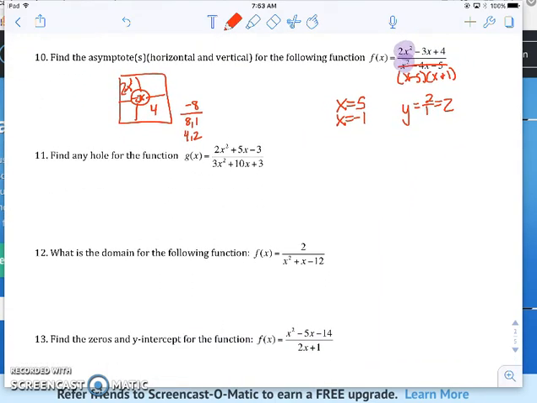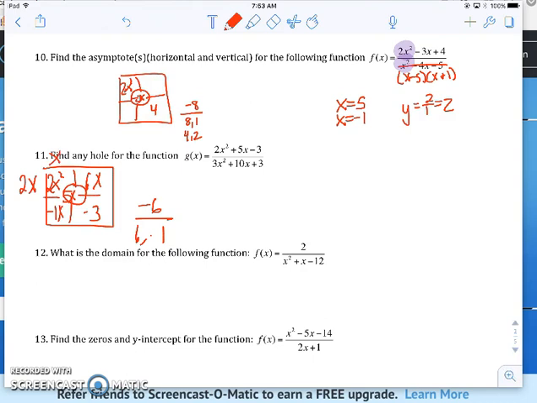So the second one says find the hole. So again, we have to do some factoring here. Let's see, 2x squared plus 5x minus 3, so negative 6 and adds to 5. Well, this one's factorable. We got 6x and negative 1x, so 2x and x, plus 3, minus 1. So this top part, x plus 3, 2x minus 1.